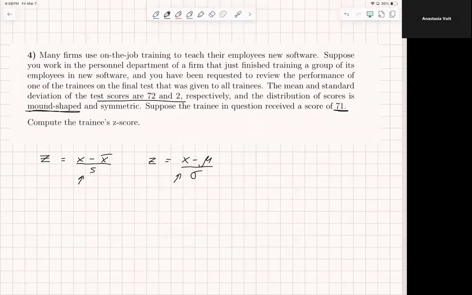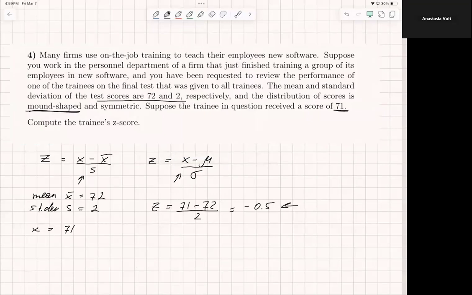We are given that the mean x bar is 72 and the standard deviation s is 2. We also know that x, the score the trainee received, is 71. So we can plug these values into the formula and get the z-score. The z-score in this case would be 71 minus 72 divided by 2, which is negative 0.5. And that is it. This is all you say.